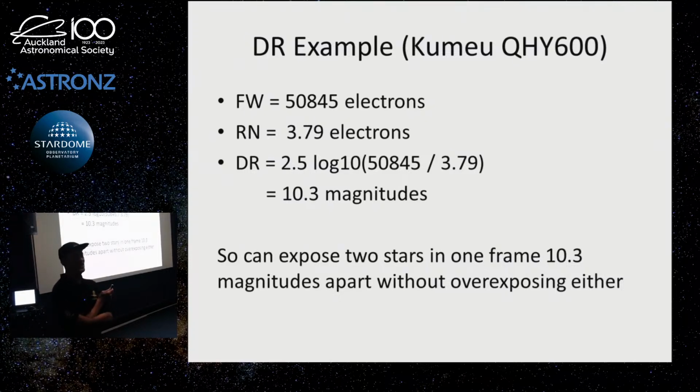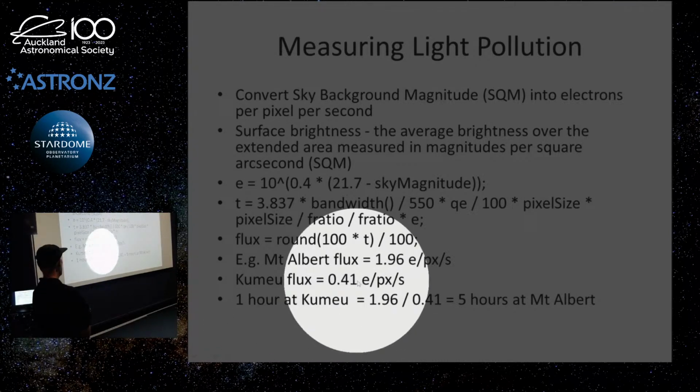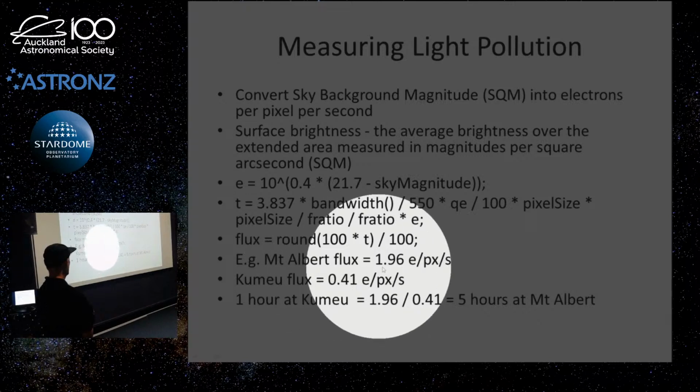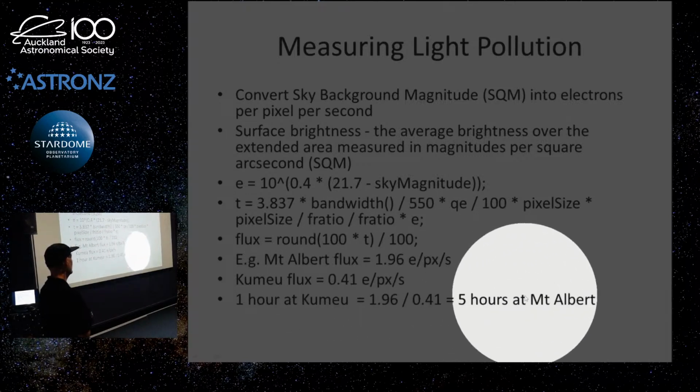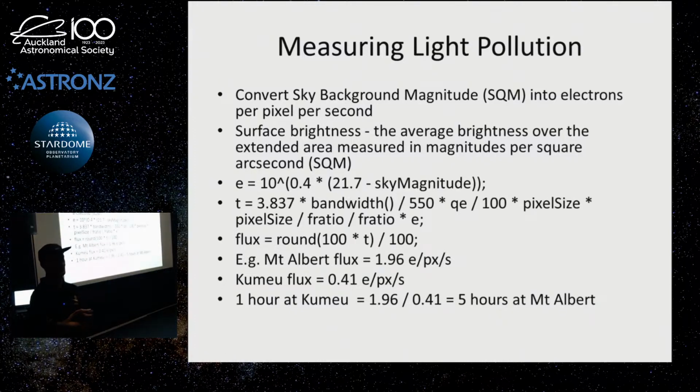Alistair, who's out there, lent me his sky sensitivity meter, and you can actually measure the light pollution. You can count the number of photons per second that come from light pollution. And if you go through all the calculations, you find that 1 hour at Kumu, which is where we have an observatory, is equal to 5 hours at Mount Albert in terms of signal to noise ratio. That's just due to light pollution.